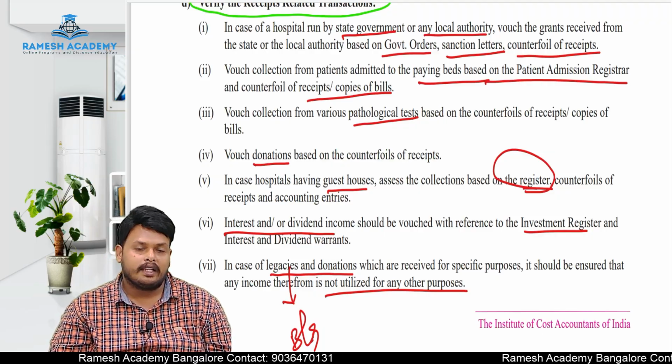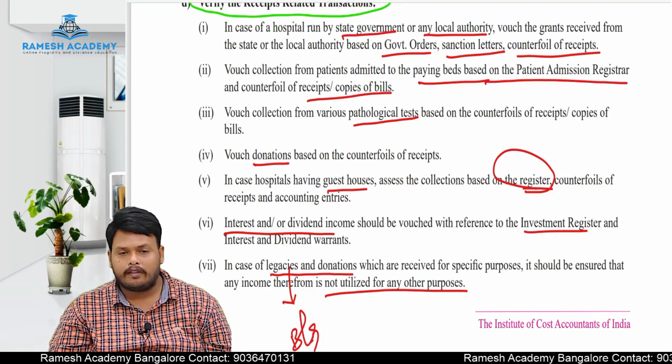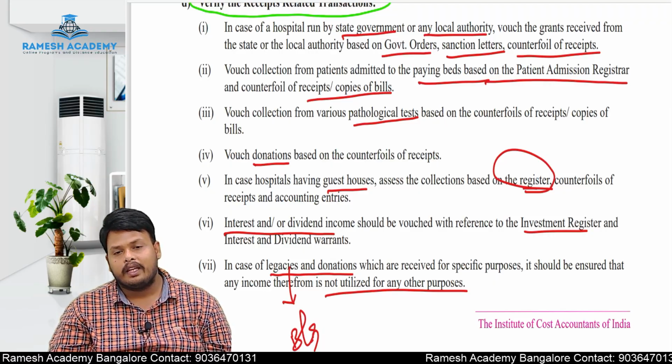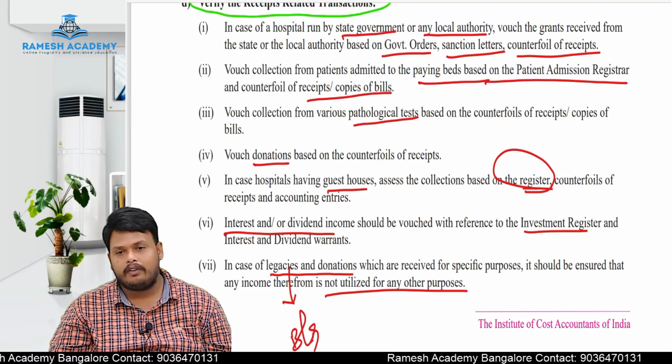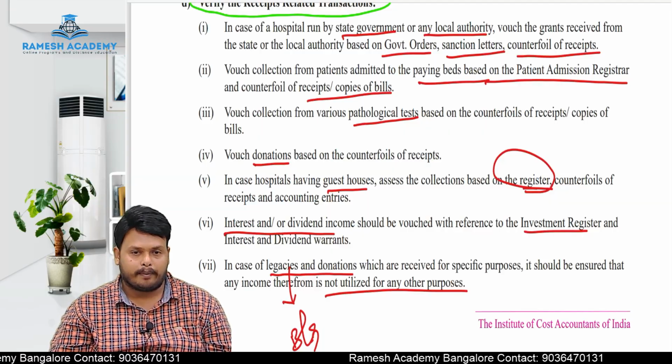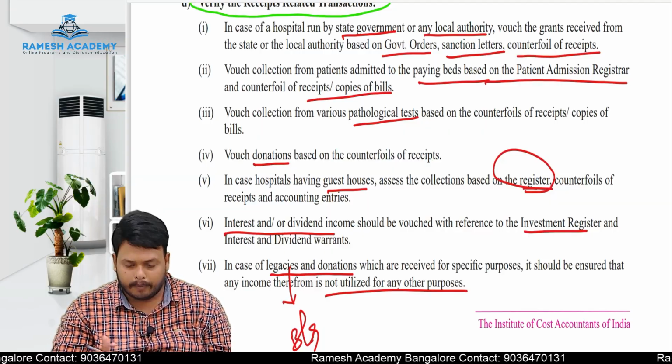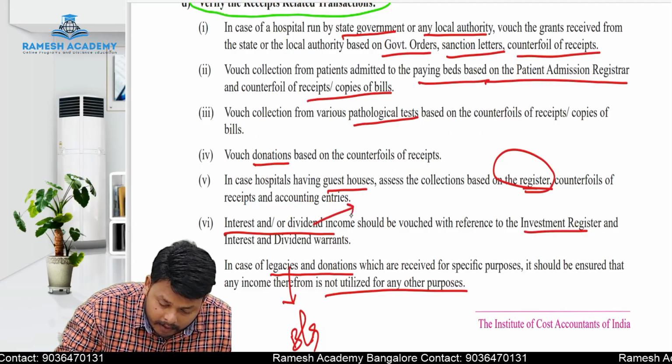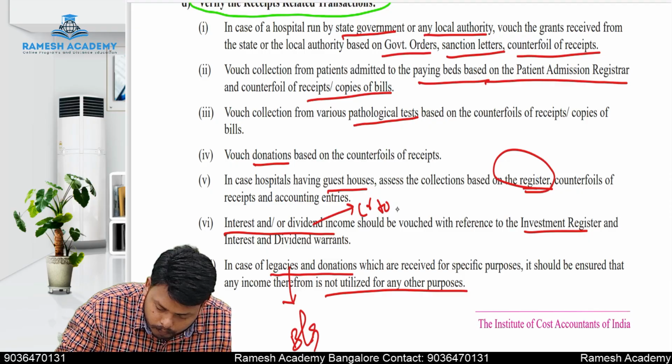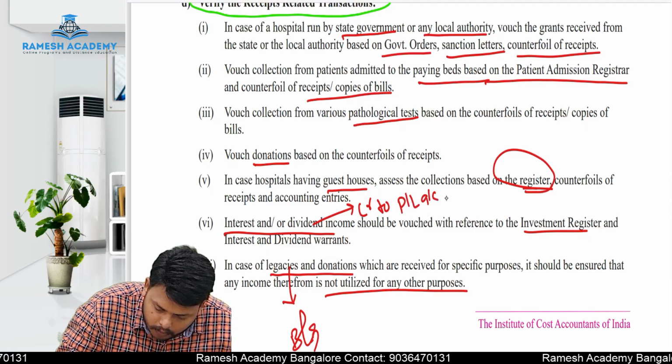Here, in the case of general investments, we need not add it to the investment. We can take it as revenue income. Interest and dividend received, we can take as revenue income. Why? Because these are not for a specific purpose. This interest and dividend we can credit to the profit and loss account.